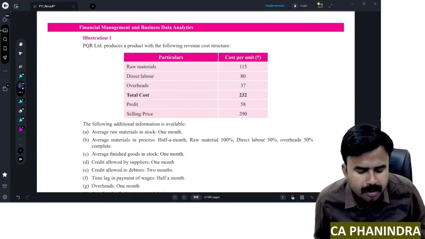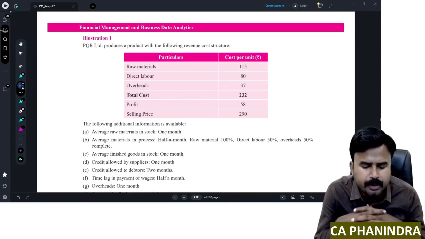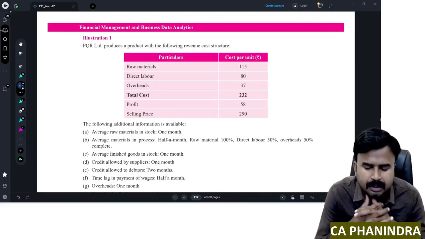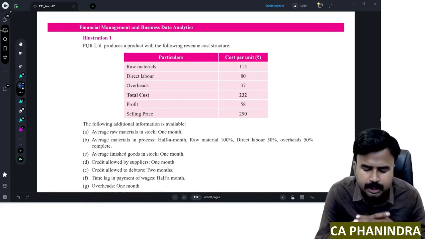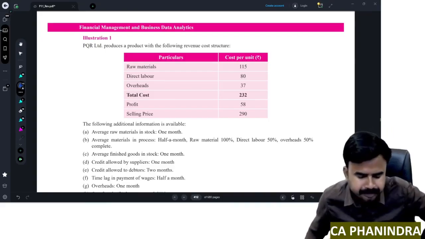Look at the first problem. I'm reading it. PQR Limited produces a product with the following revenue cost structure. Raw material cost per unit 115, direct labor 80, overheads 37, total cost 232, profit 58, selling price per unit 290.